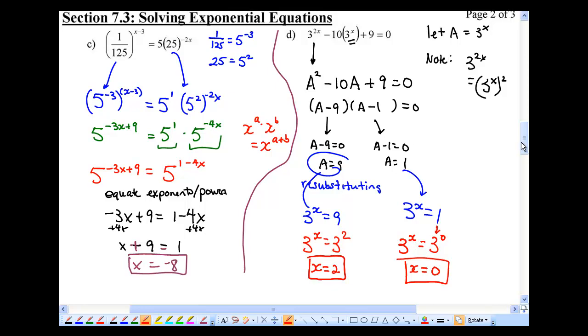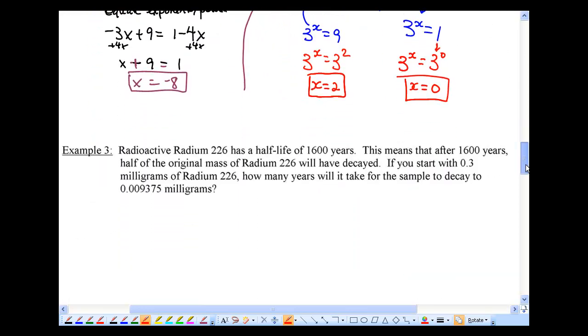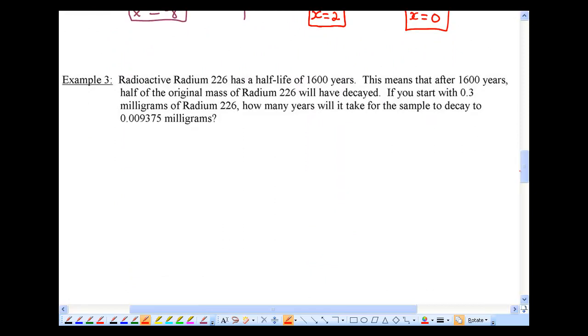Okay. Well, what's the point of solving if we can't do a word problem? So let's do a word problem, and hopefully we can use it to solve. Radioactive radium, ooh, scary, has a half-life of 1600 years. We'll die way before that. So this means after 1600 years, half of the original mass of radium-226 will have decayed. If you start with 0.3 milligrams of this radium, how many years will it take for the sample to decay to 0.009375 milligrams? So tiny, tiny amount.